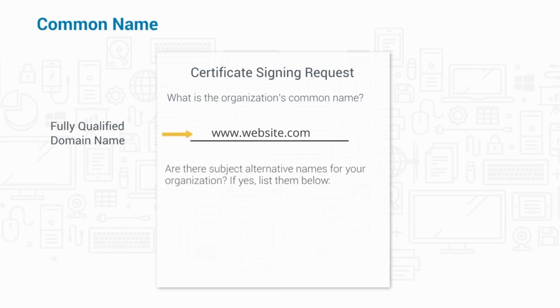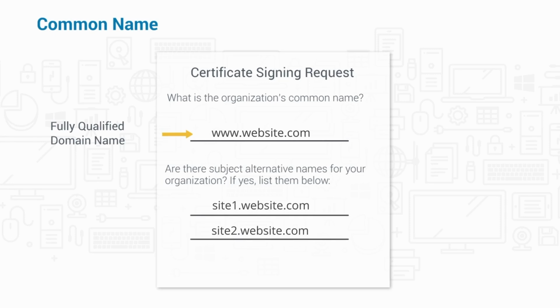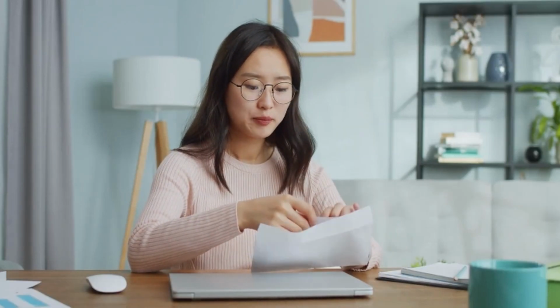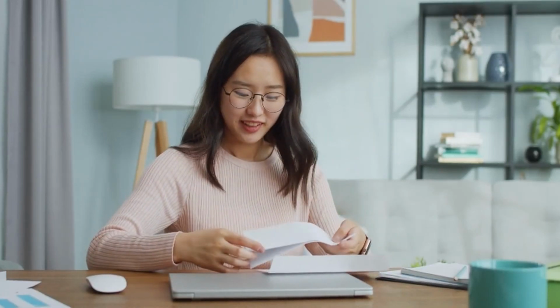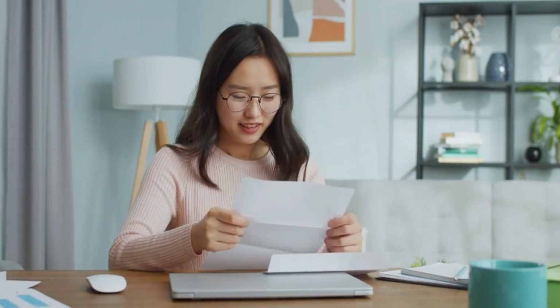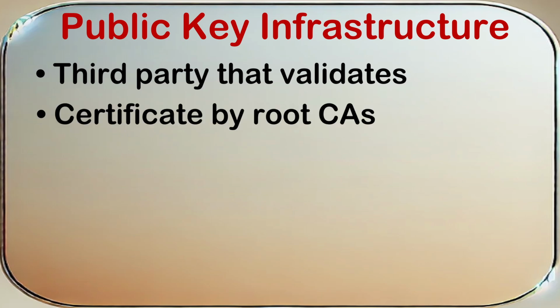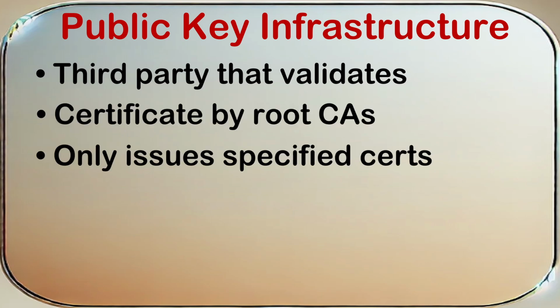The organization can also apply for a subject alternative name, or SAN. This allows one certificate to apply to multiple host names. Once the CA has received the CSR, they verify the information and provide their certificate to the requesting organization. Sometimes the CA relies on a third party to perform the validation. These third parties are called registration authorities. An RA is certified by a root CA and is authorized to issue certificates for specific uses only.